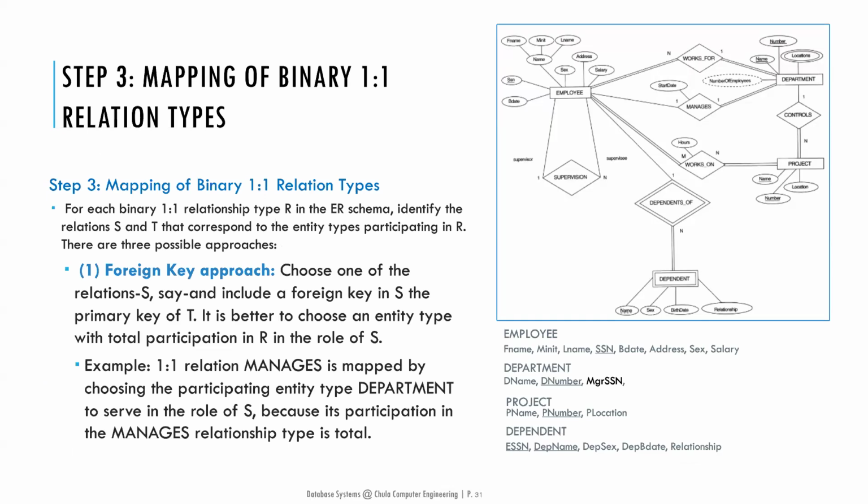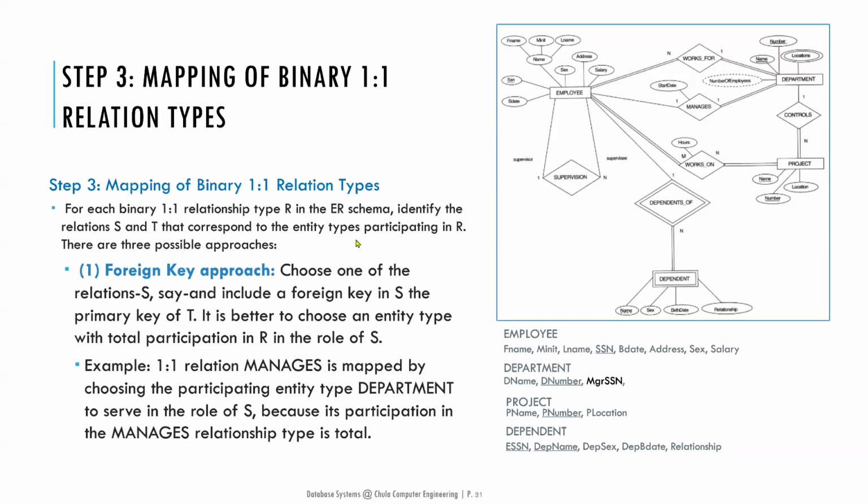Now comes the third step. Now we have done all the entity types. So now we are taking care of the relationship types. Let's take a look at the 1-to-1 relationship type first. All right. We have 1-to-1, one-to-many, and many-to-many. So this step number 3 is 1-to-1. For this particular example, which one is 1-to-1? You have manages only, right? Only one. Now, what we do here, there are three ways.